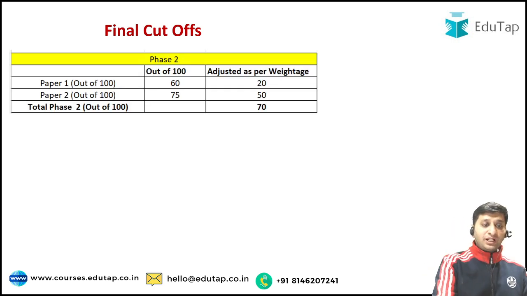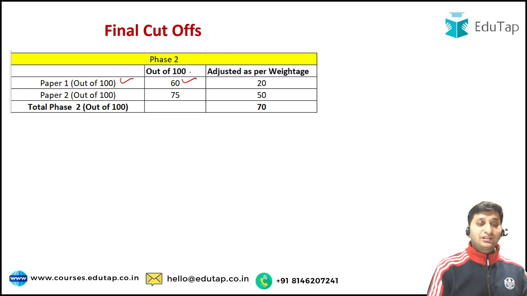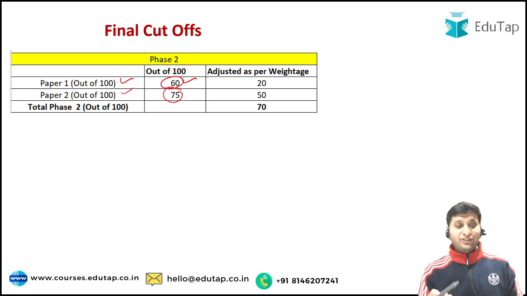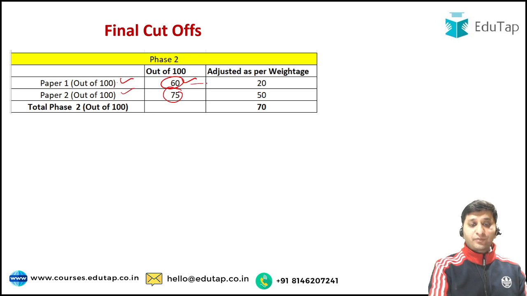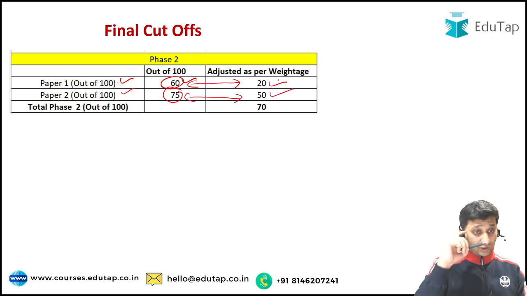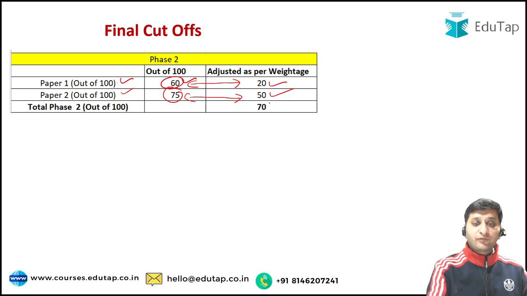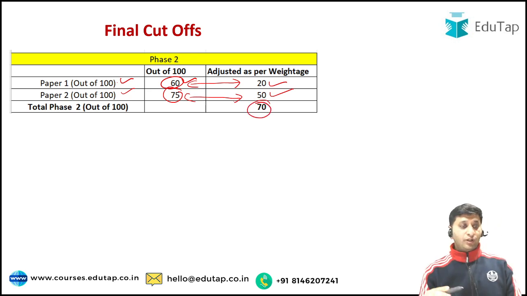In paper 1 out of 100 you got 60, right? In paper 2, which was your commerce, accountancy, management, etc., out of 100 you got 75. Now since there was a weightage, it had a 1/3 weightage, descriptive English, you take 1/3 of that, that is 20, and it had a 2/3 weightage, you take 2/3 of 75, it would become 50. So your total marks in phase 2 out of 100 would be 70. Clear?